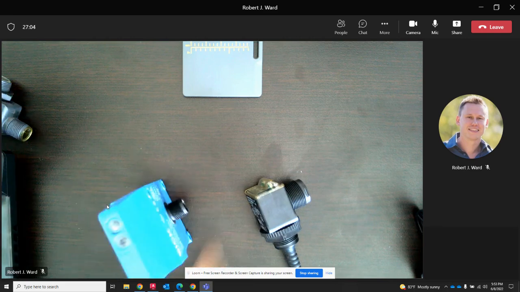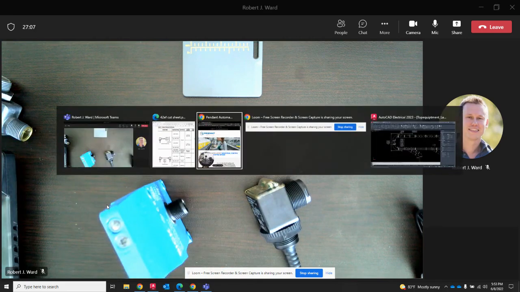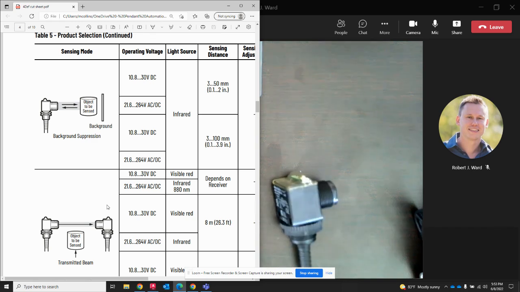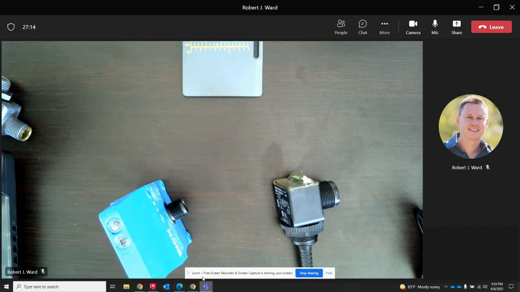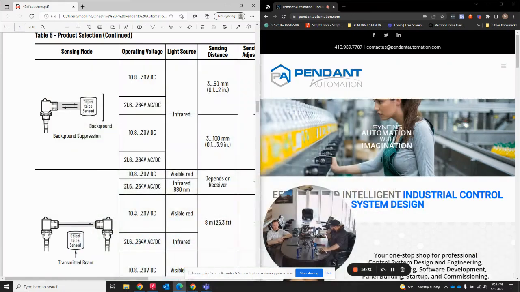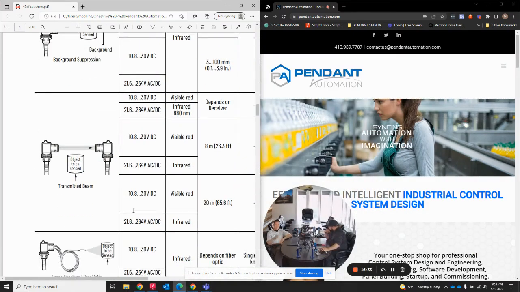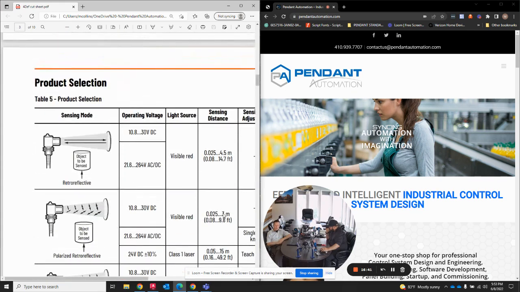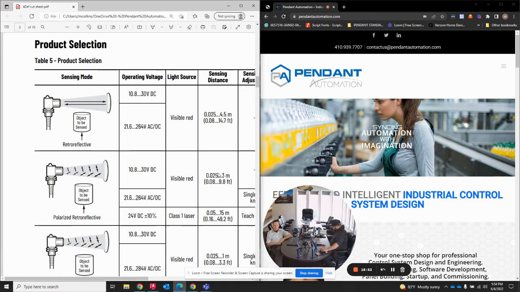I actually don't know what the... can you go back to the Rockwell document? I want to see... is there a sensing distance of 8 meters, 26 feet, right? Yeah, right there, and there's 20 meters, 65 feet. Yep. And I don't think, if you scroll up to the ones we previously talked about, that any of them come anywhere close to that. They don't. No. Retroreflective, 14 feet, polarized. You can get up to 49 feet with polarized, which is actually impressive.